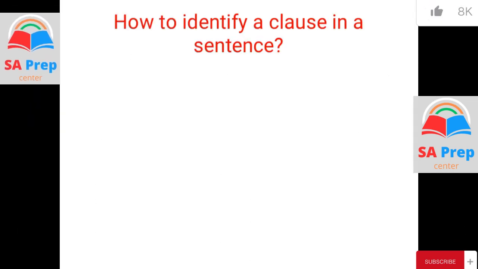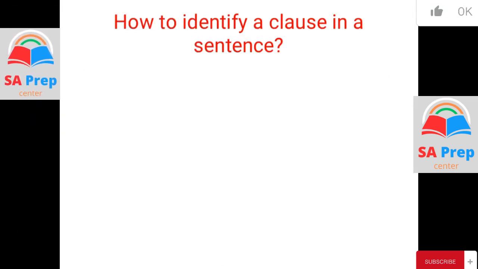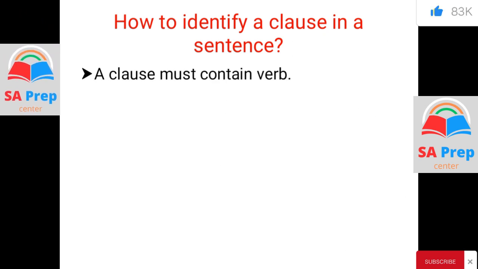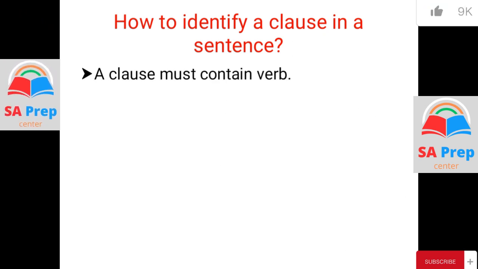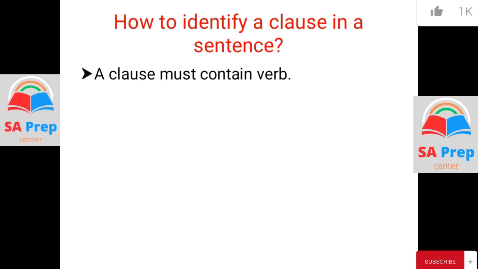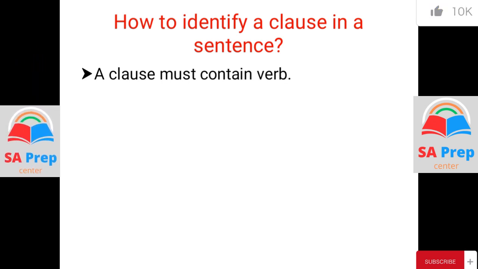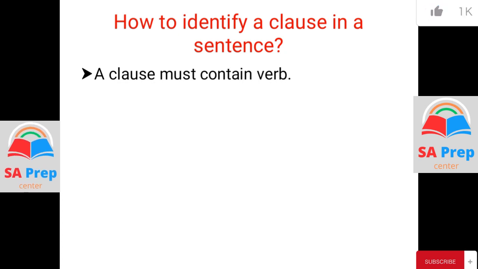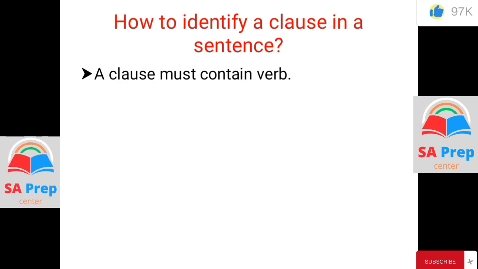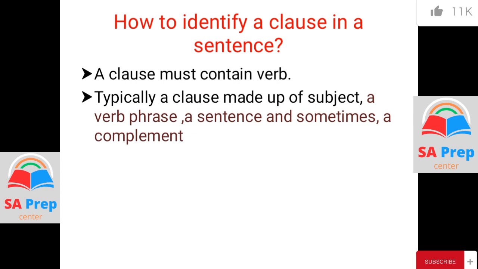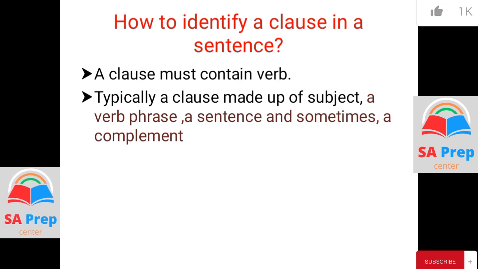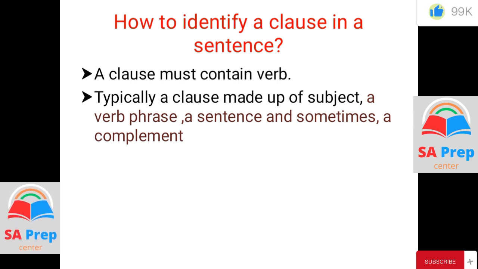Next is how to identify a clause in a sentence. A clause must contain a verb. But in contrast, when we read about a phrase, we describe there that a phrase should not have a subject or a verb, but a clause must contain a verb. Typically, a clause is made up of a subject, a verb phrase, and sometimes a complement.